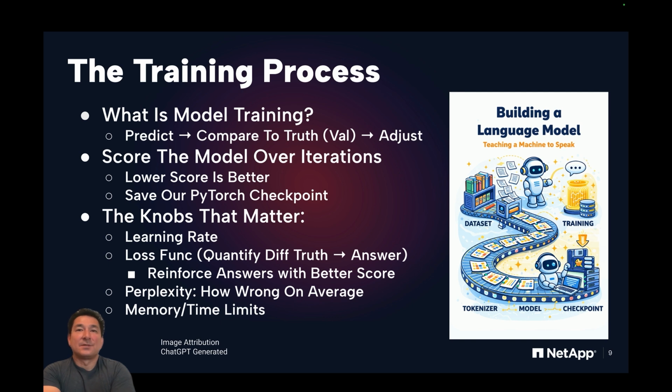Here are some other terms you should be familiar with when it comes to training models. You might hear the term loss function, and that's just simply an evaluation between a fact and the answer. It measures how off or far from the truth you are, which means the lower the score, the better. The last term you might hear is perplexity, and I'm not talking about the company, I'm talking about the concept, which defines how wrong this model is on average.